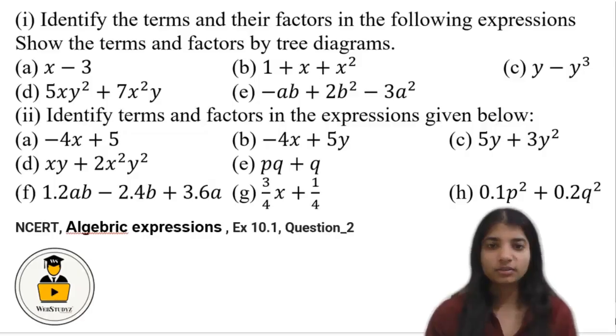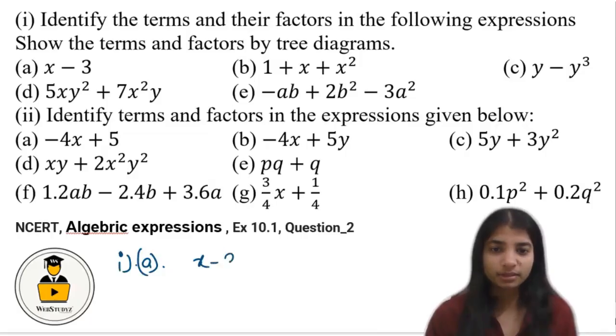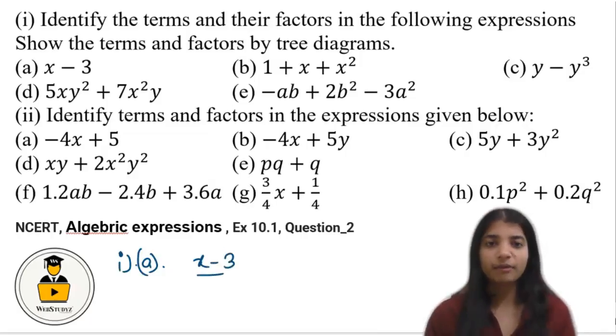Students, let's discuss the question. In the first part of this question, we have to identify the terms and their factors in the following expression, and we have to show the terms and factors by using the tree diagram. In part A, we are given x minus 3. Here we have to identify the factors and express them using the tree diagram.